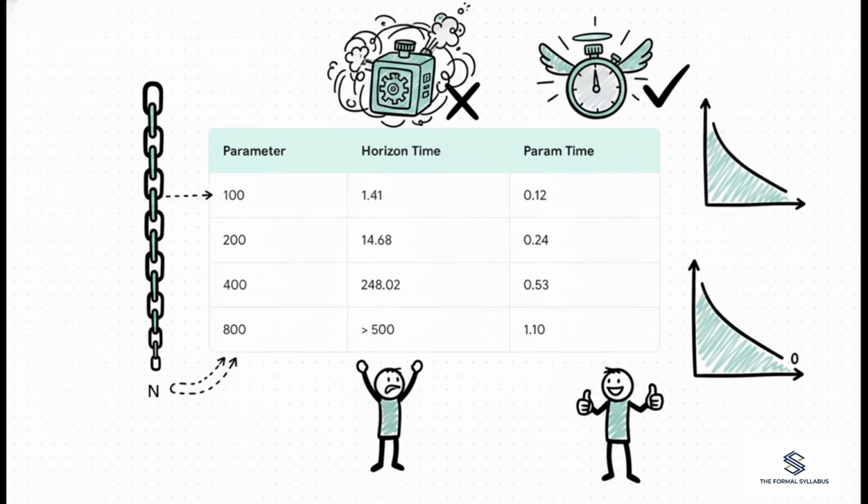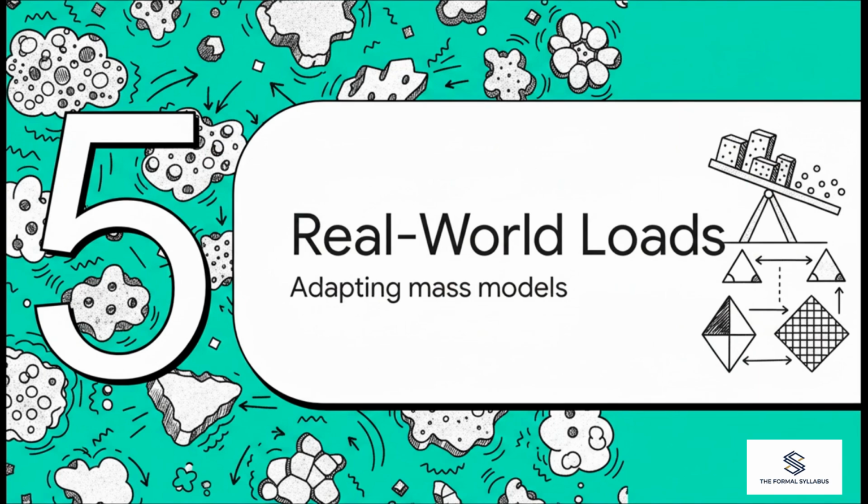And it's not just about raw speed, it's about accuracy. If you check the dual and primal values in your source logs, you'll see the dual infeasibility drops to nearly zero super rapidly in the parametrized model. This confirms a highly accurate, efficiently converged solution, proving exactly why picking the right discretization method is a total game changer. Section 5. Real-world loads.